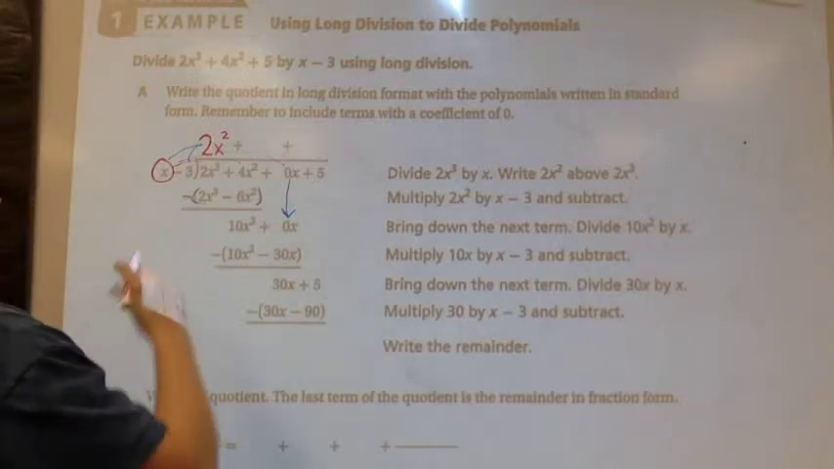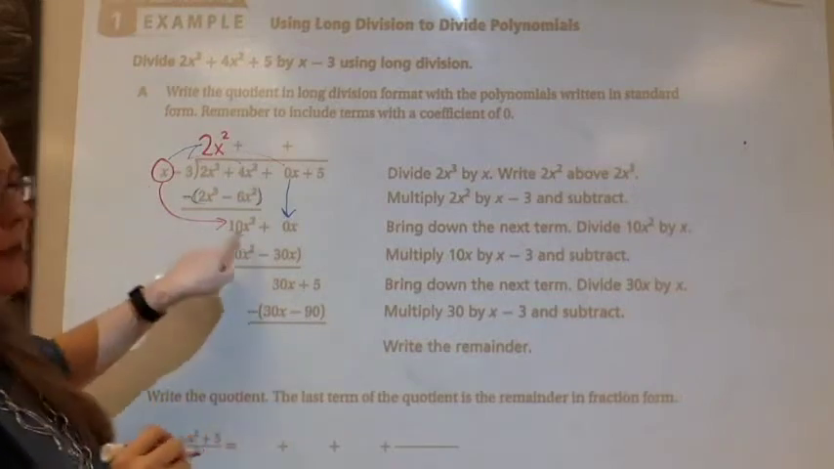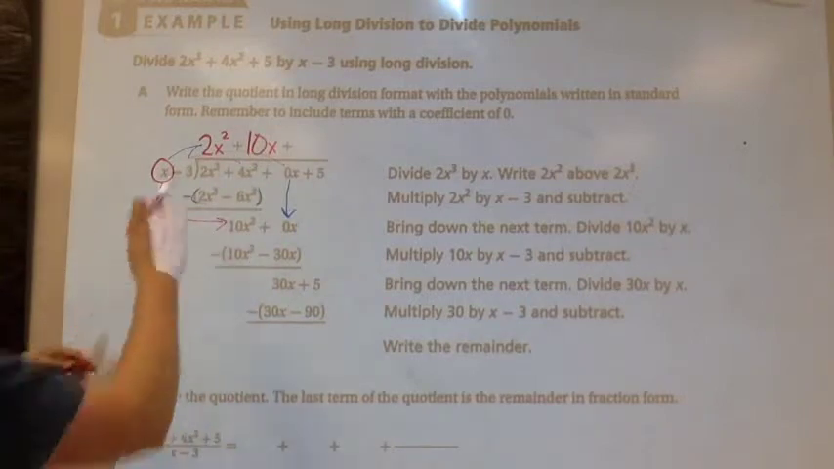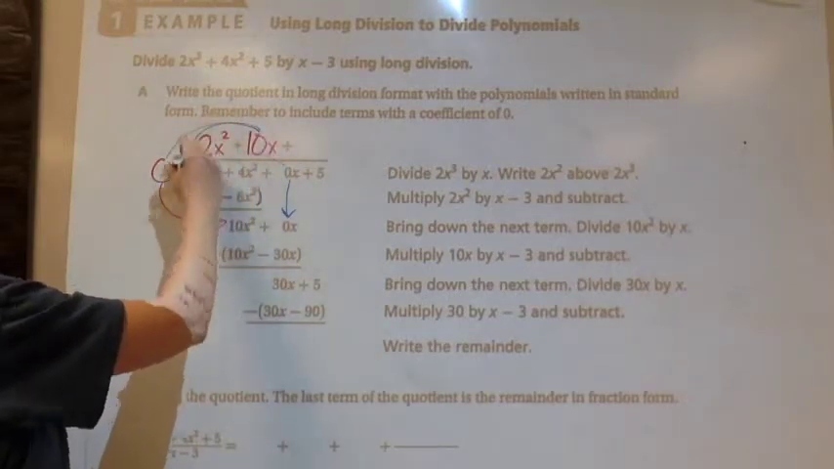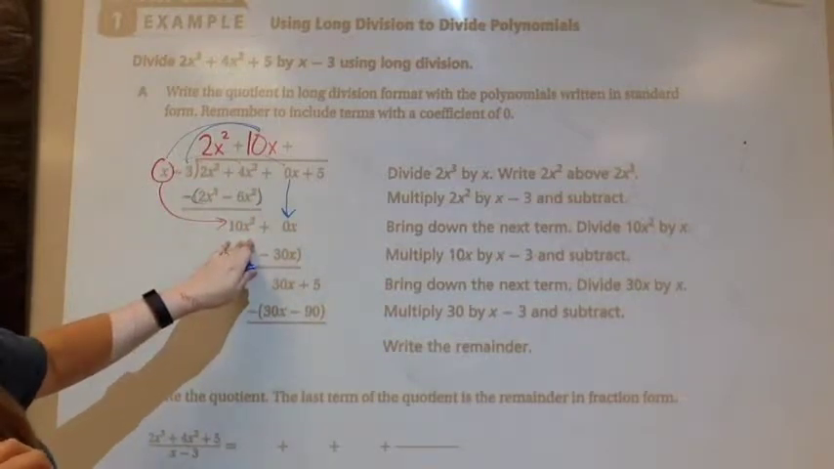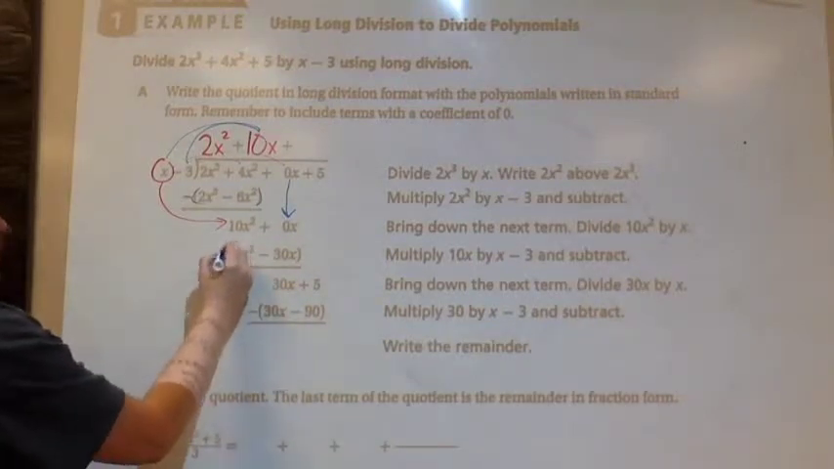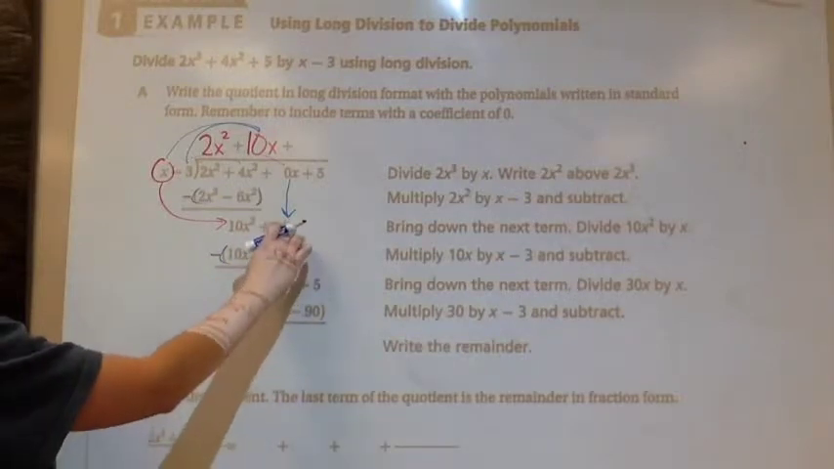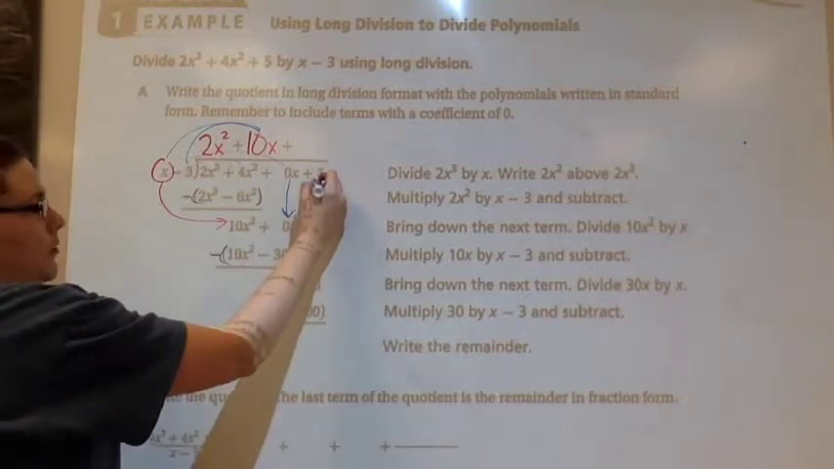Now you're dividing x into 10x squared. X times what is 10x squared? Well, x times 10x is 10x squared. So then you're going to multiply back through. 10x squared times both of the pieces of your divisor. 10x times x is 10x squared. 10x times negative 3 is negative 30x. And then you're subtracting both pieces. 10x squared minus 10x squared is nothing. Those zero out. And then 0x minus a negative 30x is plus 30x, which is 30x. Bring down the 5.